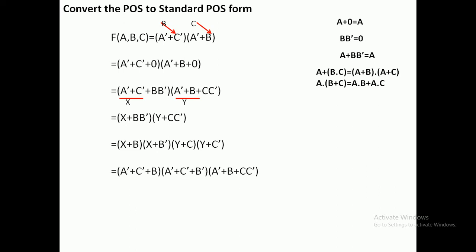Okay, so after that replace the x by the respective term, a dash plus c dash, and here y, nothing but a dash plus b. Okay, now see, finally after you are replacing, four different kinds of terms are there.